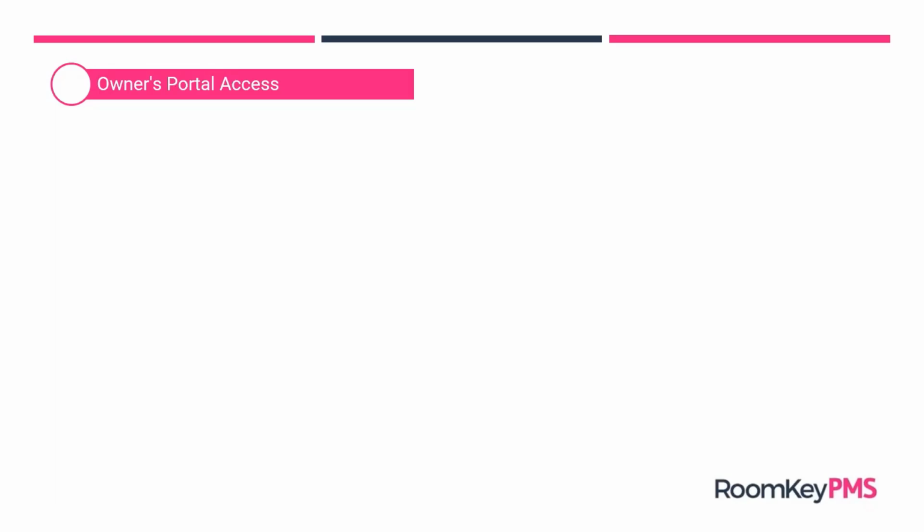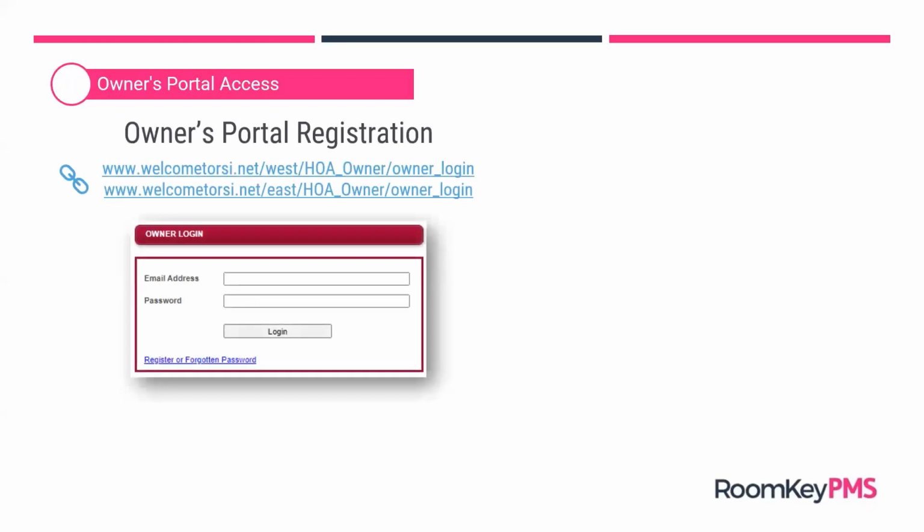Now, in order for an owner to access a portal, they will need to register and access one of these portal logins. Again, when you are setting up your HOA system for your hotel, your onboarding or implementation specialist will let you know which portal your owners can use. When they access this portal or click on the link, they'll be brought to a login page where they'll be asked for an email address and password.